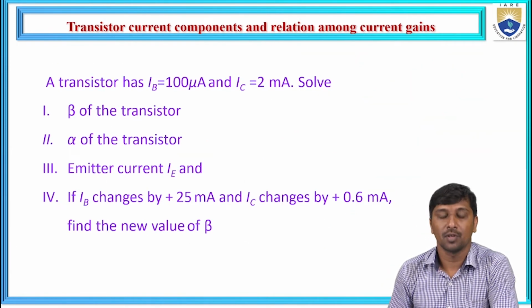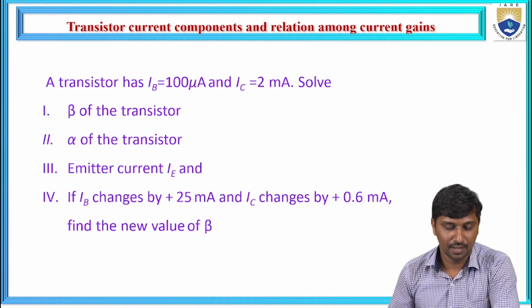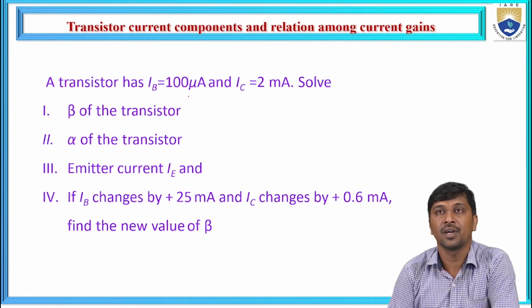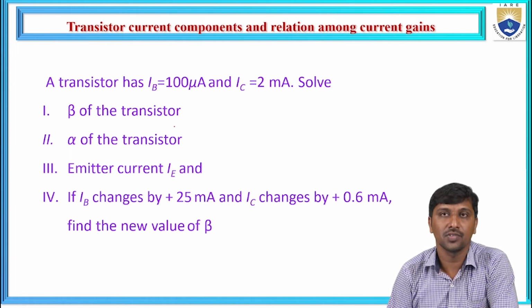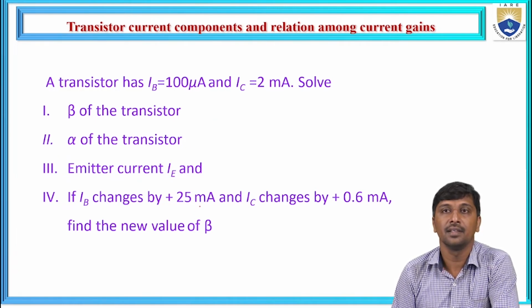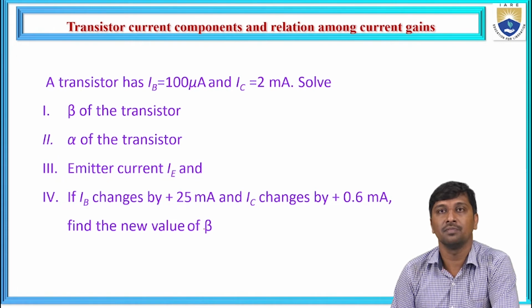Now we'll see some problems based on these current components and the current gains. Let us consider a transistor with IB of 100 microamperes and IC of 2 milliamperes. We need to solve for beta, alpha and emitter current, and then IB changes by plus 25 microamperes and IC changes by 0.6 milliamperes, and find the new value of beta.